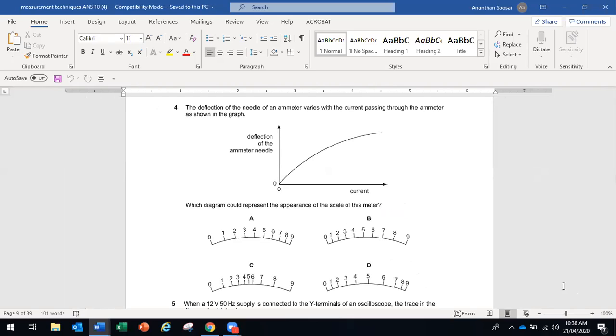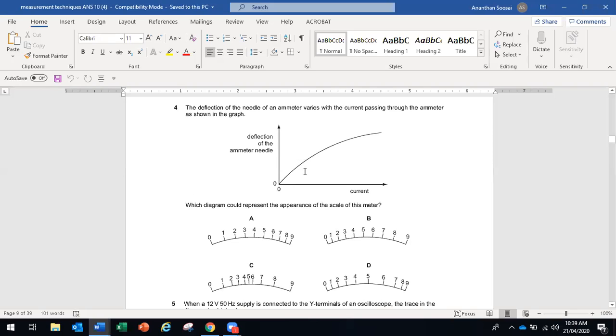The meter is sensitive at a low current or high current? Low. At low current, very good. The needle is quite sensitive at low current. How do you know? Because at a low current, the deflection is a lot, the gradient is very high compared to later. So gradient at the beginning is very high. That means a small change in the current, the deflection is big. So sensitive at the bottom.